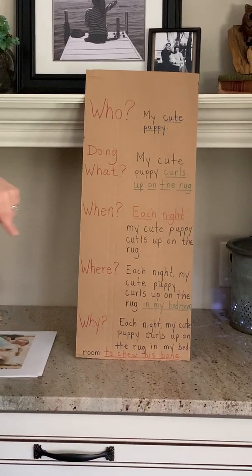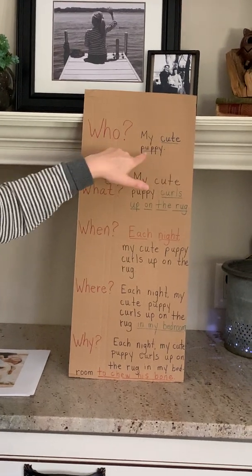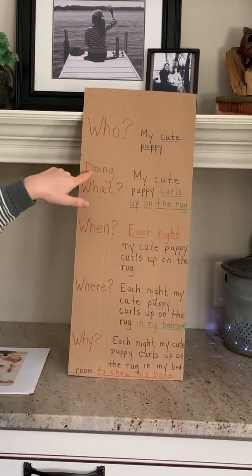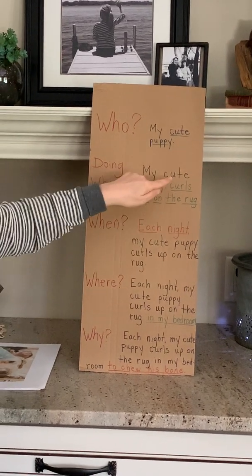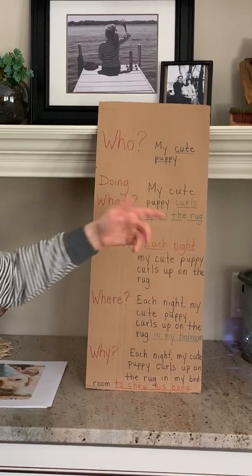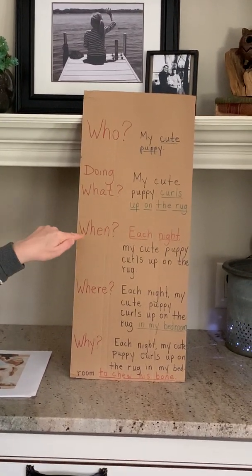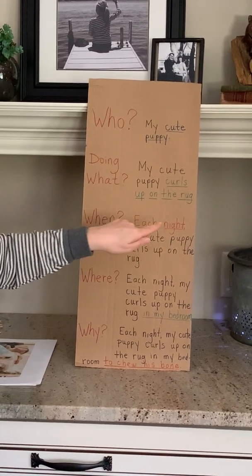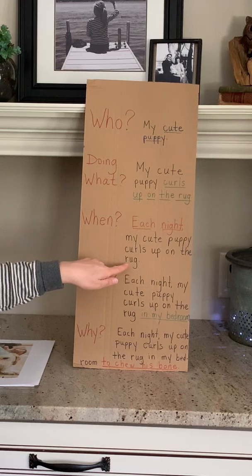So here's a simple sentence. My cute puppy. Who's the who? The who is the cute puppy. Let's tell the reader what the puppy is doing. My cute puppy curls up on the rug. Okay, that's adding some details. Let's tell the reader when this happens. Each night, my cute puppy curls up on the rug.